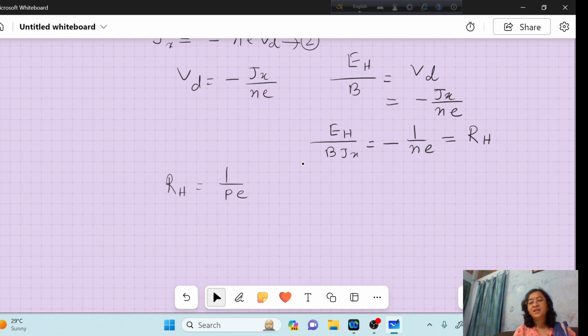There are various applications of the Hall effect, as I have already told you. From the sign of the Hall coefficient, the sign of the current carrying charge can be determined, and hence the semiconductor type can be determined. The concentration of charge carriers can be determined by knowing the value of the Hall coefficient. The mobility of charge carriers can be measured directly using the Hall effect, because we know mobility is nothing but drift velocity per unit electric field.